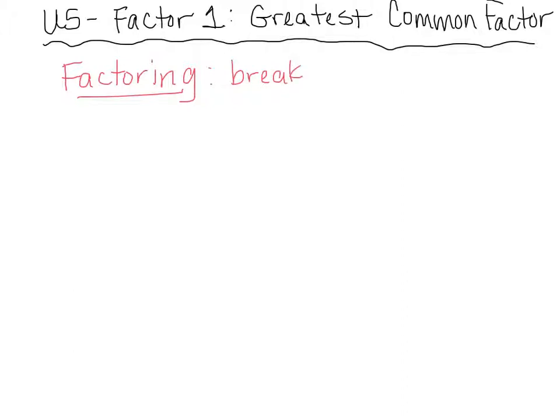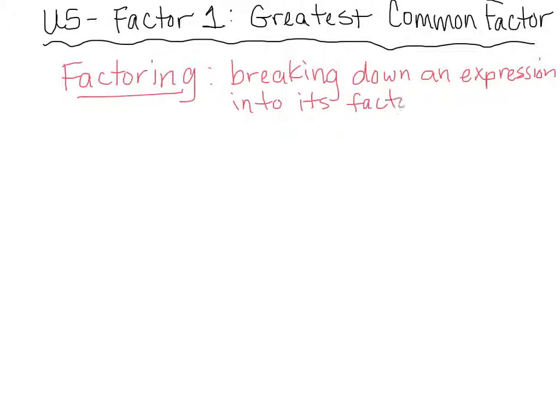Factoring is breaking down an expression into its factors. Okay, and sometimes it'll break down into 2 factors, sometimes it'll even break down into more, but we'll get to that later. And this is kind of like undoing multiplication, I had said. So that's one way to think about it. We're undoing multiplication.